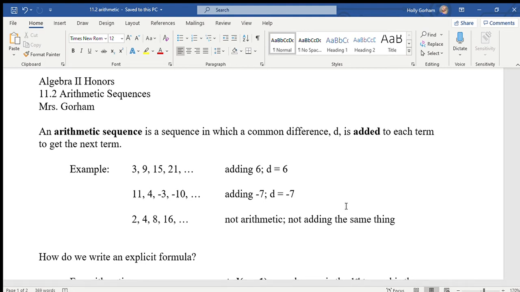Okay, so now we're going to get into specific sequences. In 11.2, we're going to talk about arithmetic sequences, not arithmetic, arithmetic. It's an adjective, a descriptor. So what is an arithmetic sequence?